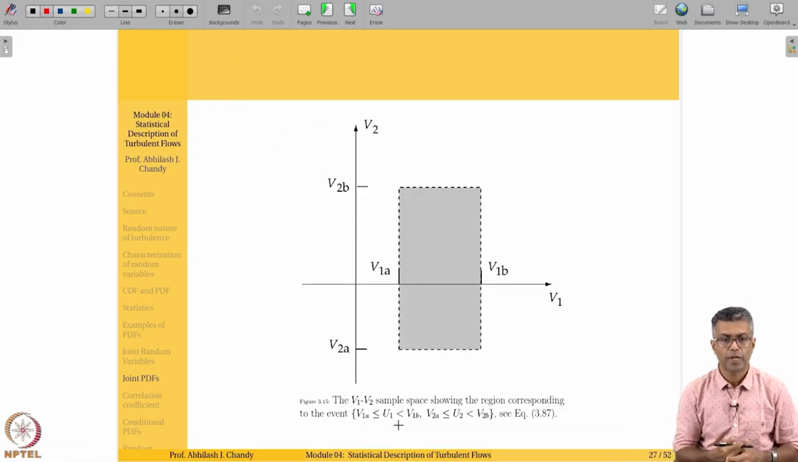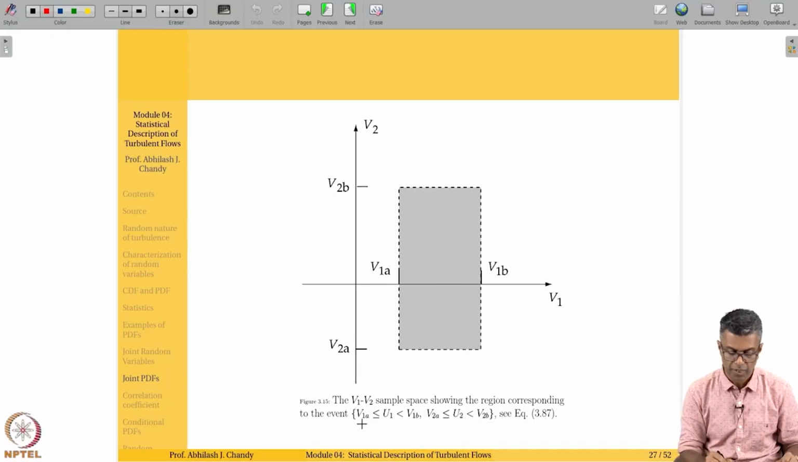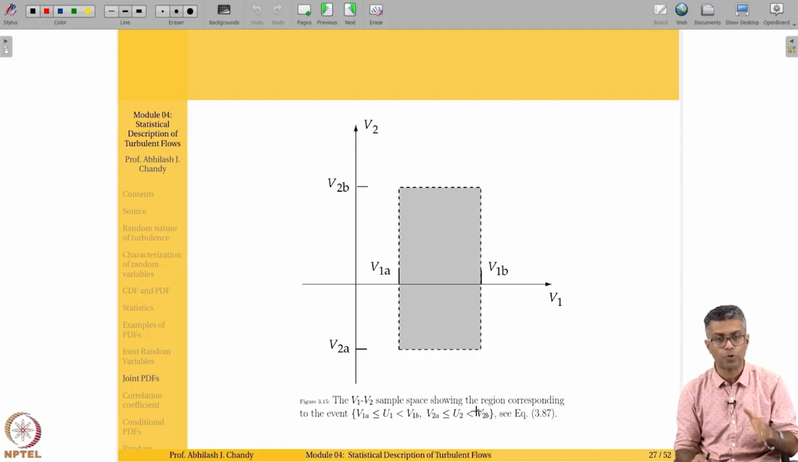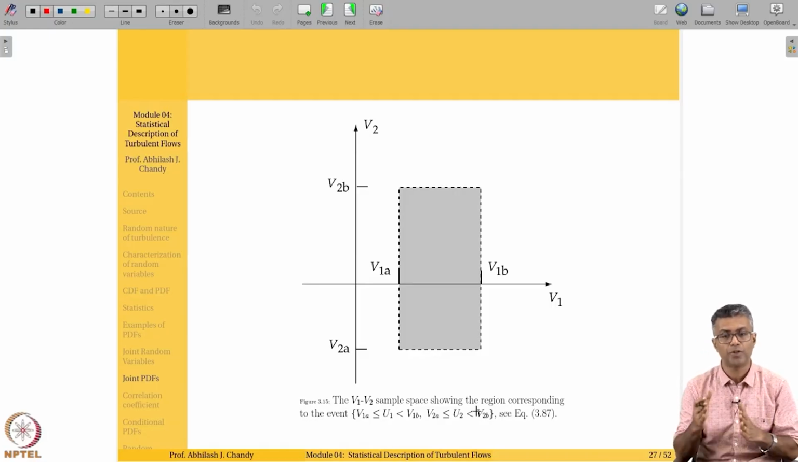Here, this is showing the probability of the event. So this is a V1, V2 sample space showing the region corresponding to the event. So here V1A is less than U1, less than V1B, and V2A is less than U2, less than V2B. So what we are saying here is, what is the probability of U1 falling within a region and U2 falling within a region?